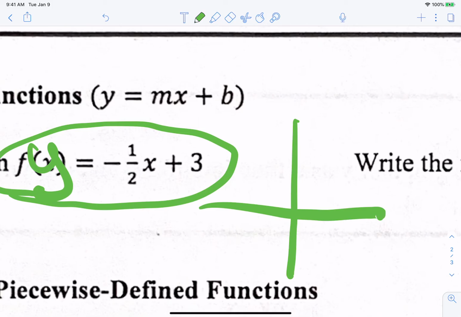At positive 3. And then we go down 1 over 2. 1, 2, 3, put a dot. Down 1 over 2, down 1 over 2, down 1 over 2. And it looks like a straight line like that. That's what it looks like when you graph it.